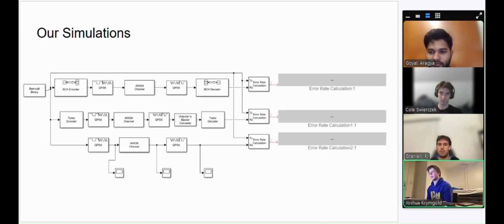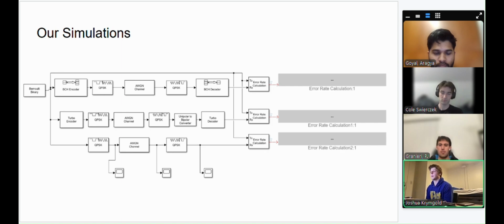In our simulation, we started by generating a random message with the Bernoulli binary block in Simulink from MATLAB or MathWorks. We use two encoding methods, and you can see that with the BCH encoder and turbo encoder, as well as in the third one at the bottom, we don't use any encoding.